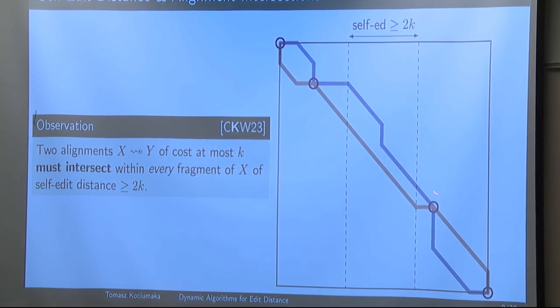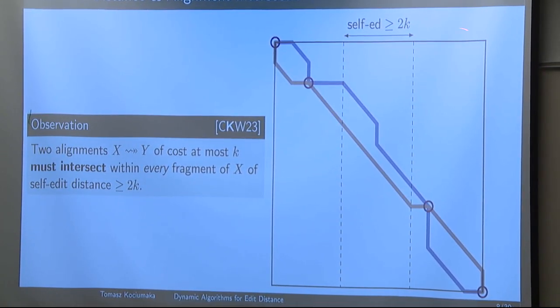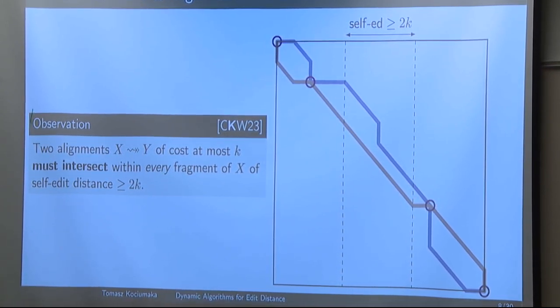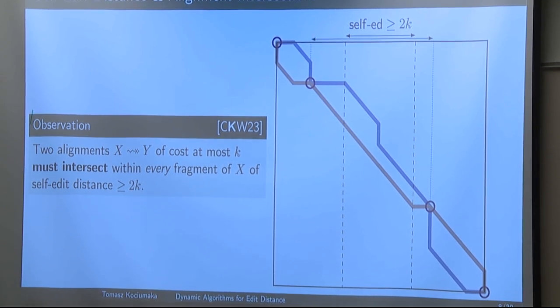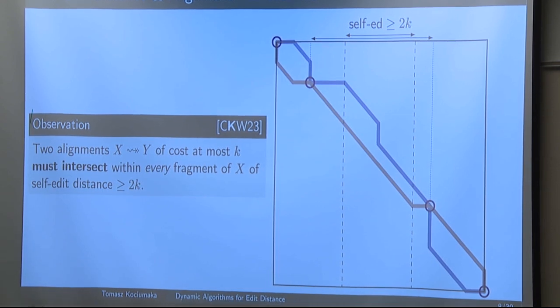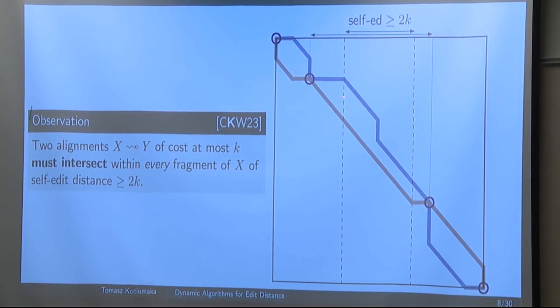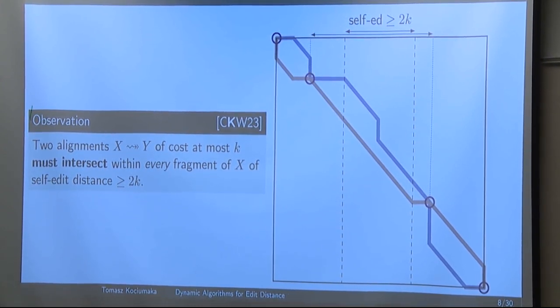Why is it the case? Let's suppose they don't cross. Then there are some crossing points. There is the last crossing point before this region and the first crossing point after this region. It's quite easy to see that self-edit distance is monotone. If you add a character, it cannot decrease. So this region still has fairly large self-edit distance. But here we have two disjoint alignments between those two points, and their cost is bounded by k each and 2k in total. So this proves that the self-edit distance is at most 2k. And this is larger, so that's why there must be an intersection somewhere in between.